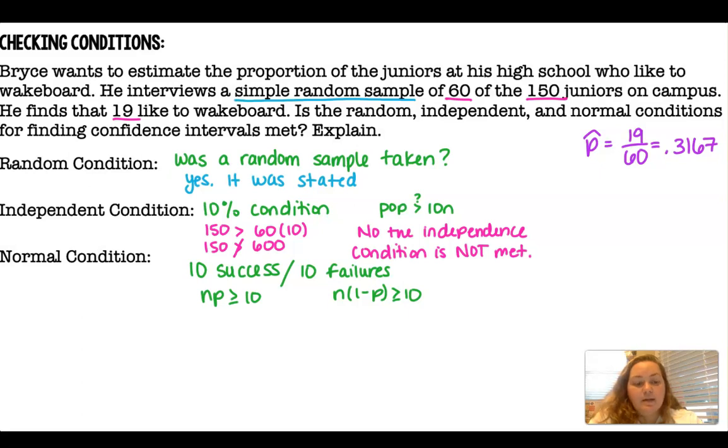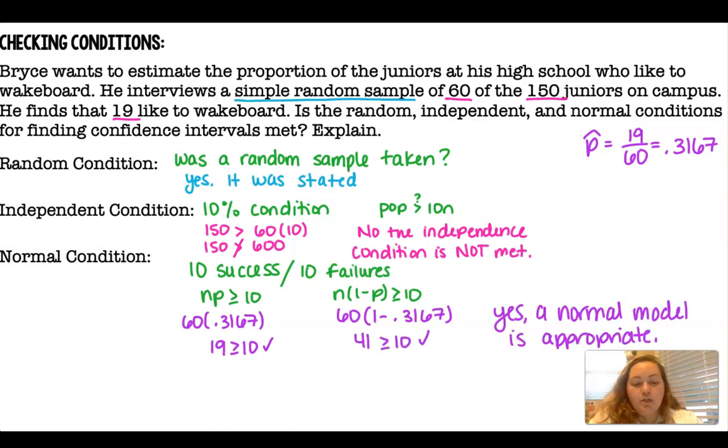n is the sample size, so n would be 60. So I'm going to do 60 times 0.3167, which gives me 19, which is greater than 10. And then 60 times 1 minus 0.3167, which gives me 41, which is also greater than 10. So the normal condition is met.